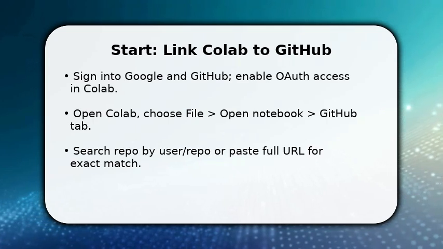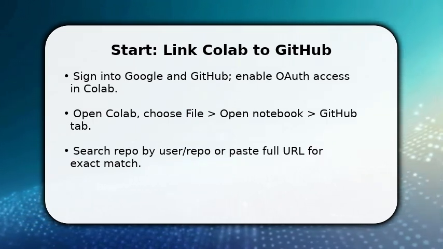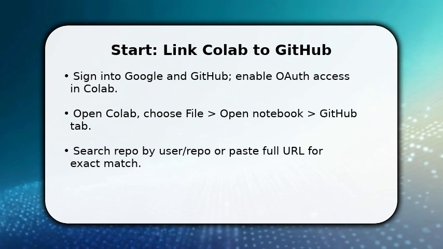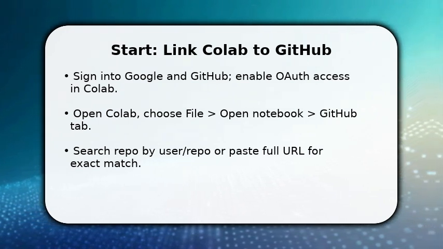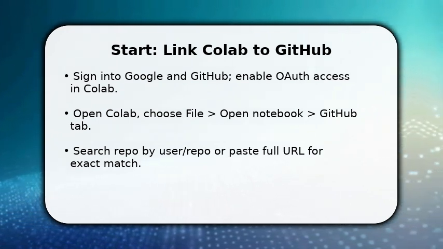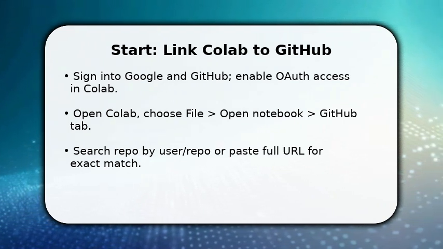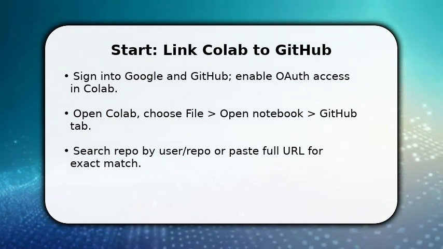You begin by granting Colab permission to access your GitHub account so notebooks can be opened and saved directly. Once done, open Colab and use File, Open Notebook, GitHub. This connects your workspace to repositories and allows searching.